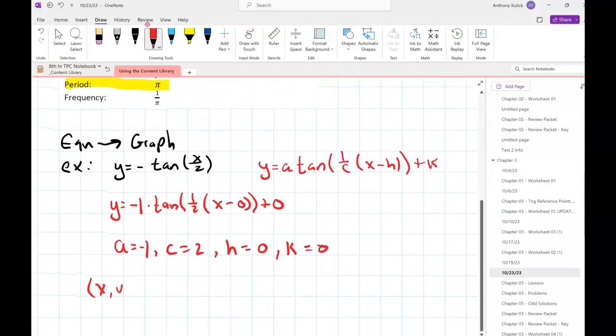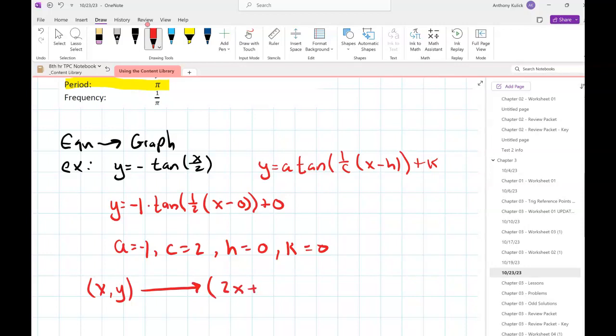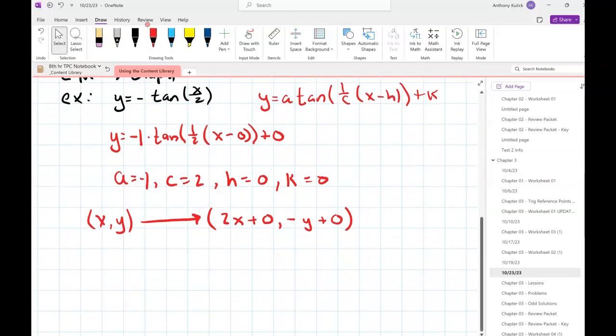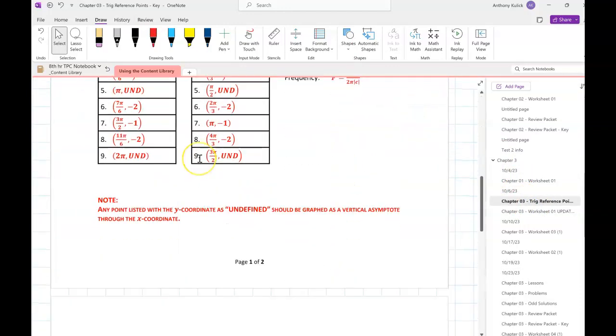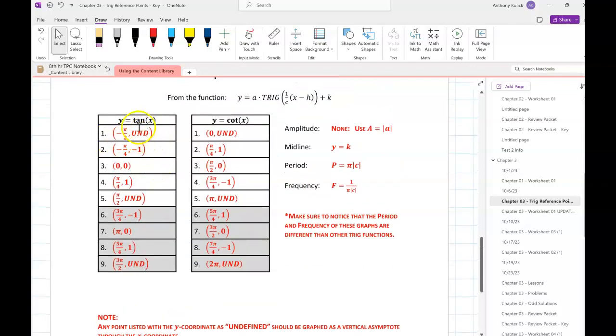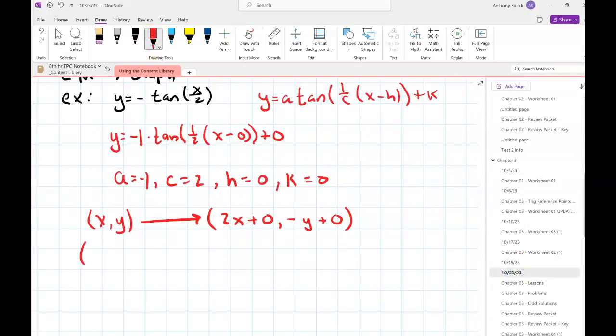And just like before, I'm going to then write my transformation map, Cx plus H, comma, Ay plus K. And then I'm going to go to my reference point sheet and look up the reference points for tangent, which is negative pi over 2 undefined, negative pi over 4, negative 1, 0, 0, pi over 4, 1, and then pi over 2 undefined. And I'm just going to write those in.